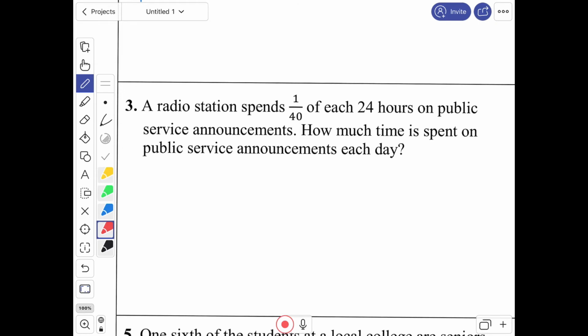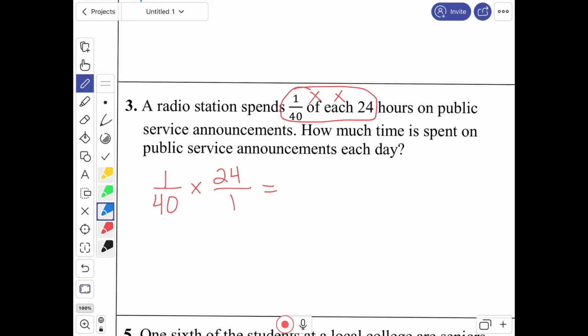Let's try another one, maybe number 3. A radio station spends 1/40 of each 24 hours in public service announcements. How much time is spent on public service announcements each day? 1/40 of each 24. Well, of means to multiply, and each usually means to multiply, so 1/40 times 24. And again, to change a whole number to a fraction, put a 1 under it.